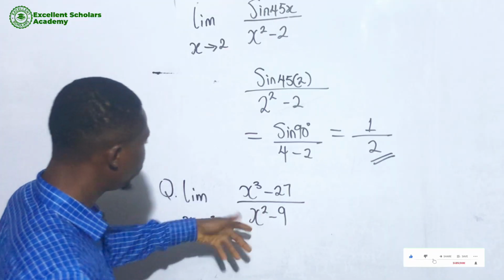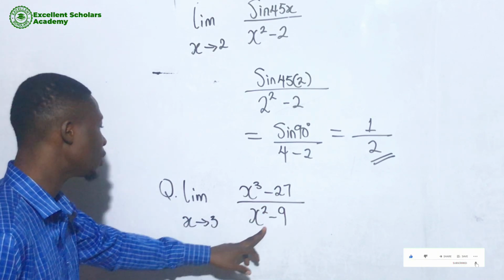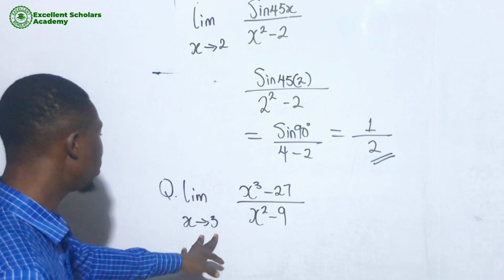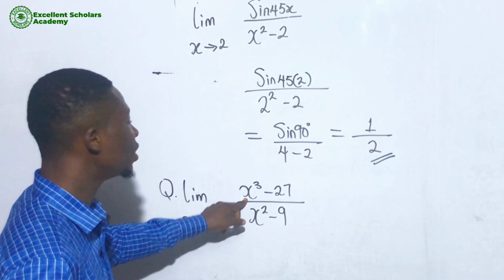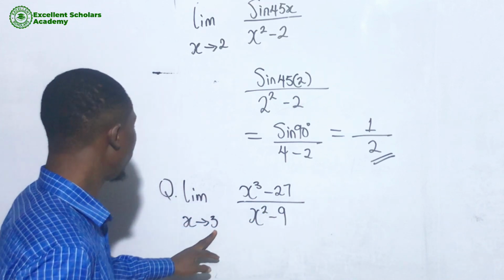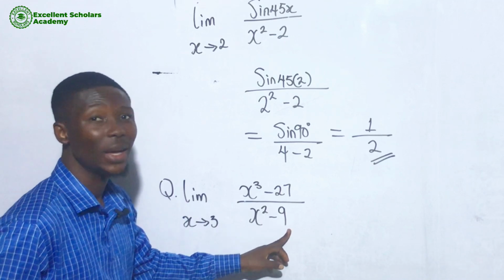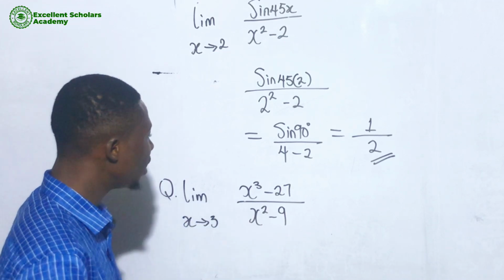So how do we take this limit? Now we have x to the power of 3 minus 27 over x squared minus 9. Now if you check it out, let's try to make a direct substitution. This is going to be 3 to the power of 3, which will be 27. 27 minus 27 will give us 0. Put 3 here. This 3 squared is going to be 9 minus 9. That's going to still give us 0, which we are avoiding. So what do we see here?